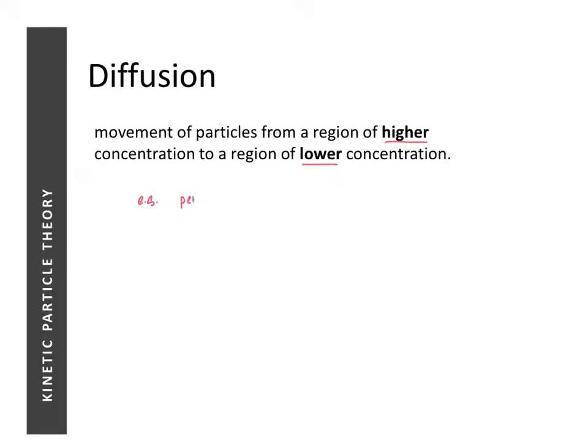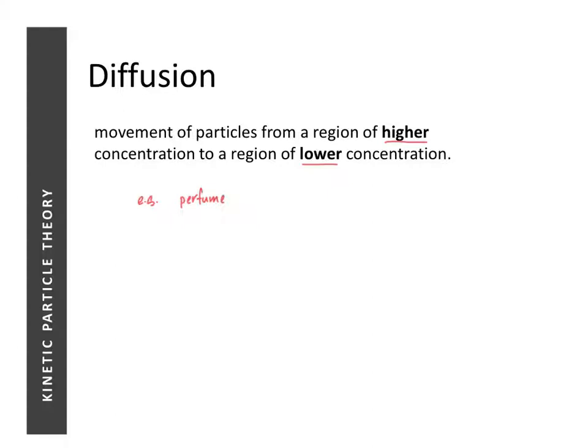A typical example of diffusion would be that of perfumes. So for example, when we smell the scent of a perfume, what is happening is that the particles in the perfume actually diffuse into our nose. That's how we smell the scent of a perfume. So the particles will move from a region of higher concentration to a region of lower concentration.